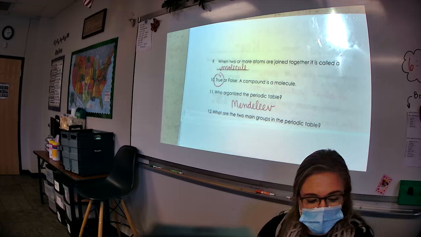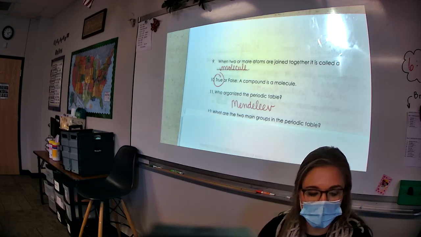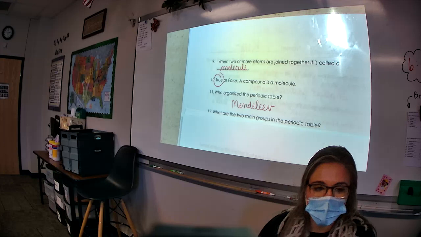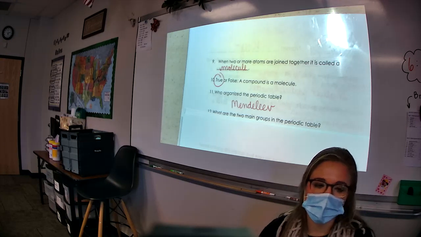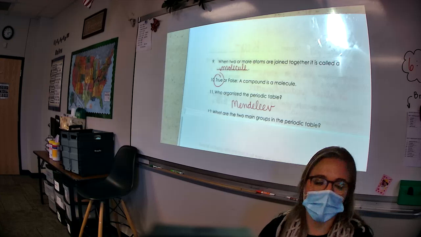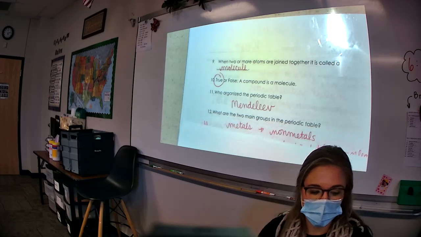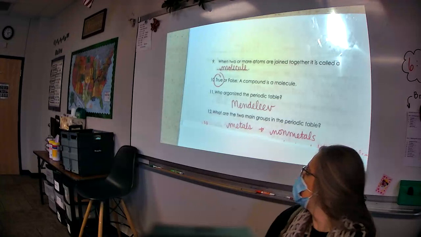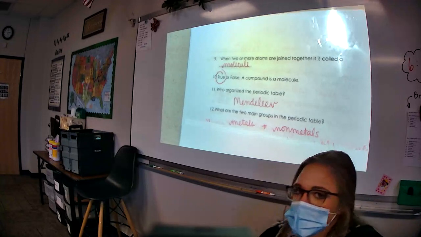Number 12. What are the two main groups in the periodic table? Matthew? I'm not sure if it's noble gases or if it's non-metals. But I think it's non-metals and metals. There you go. Non-metals and metals. So those are the two main groups. Let's talk about metals for a second first.